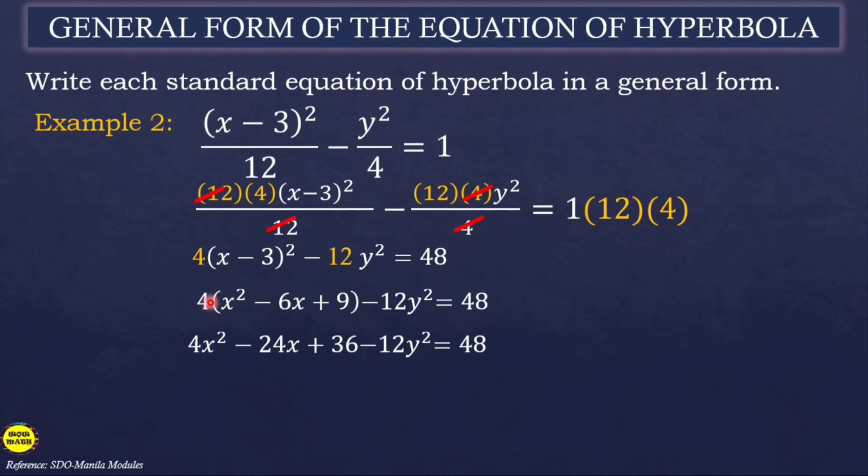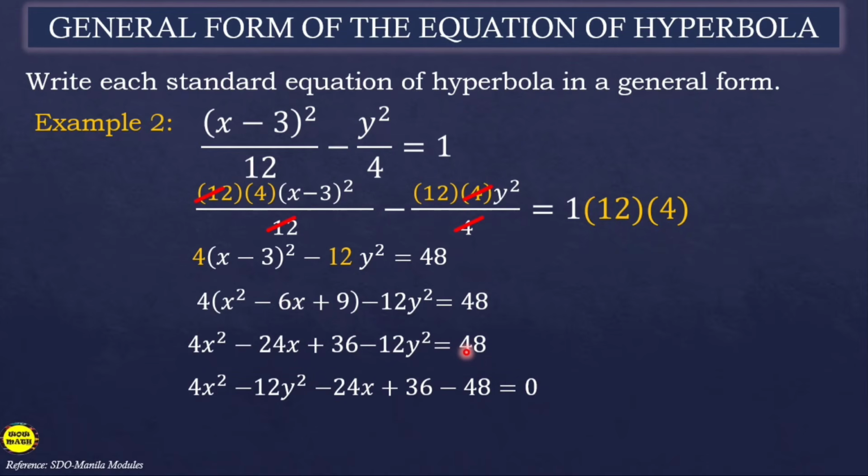So, distribute natin yung 4 sa loob. 4 times x squared, that is 4x squared. 4 times negative 6x, that is negative 24x. 4 times 9, that is positive 36. Minus 12y squared is equal to 48. So, arrange natin.